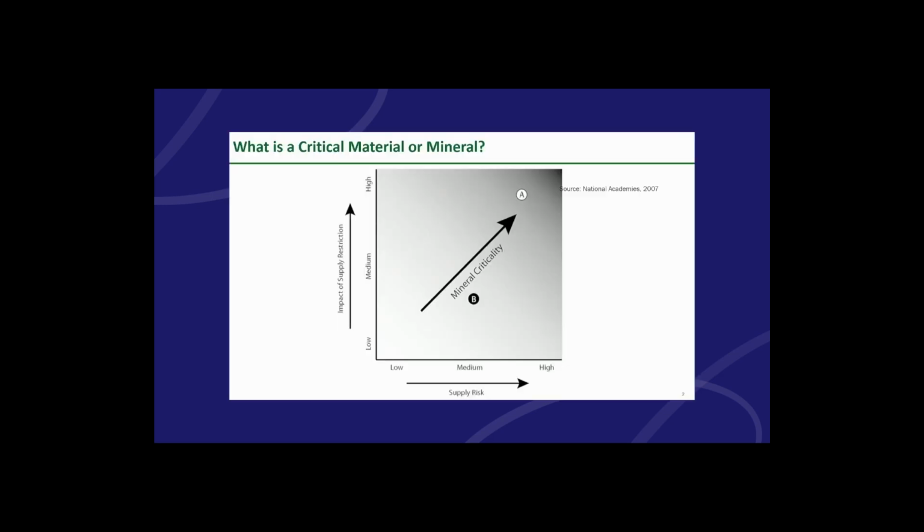All right, so what even is a critical material? If you've heard of critical materials, you might have also heard of critical minerals. They're used pretty interchangeably. And so in 2007, the National Academies actually developed this methodology to determine what is critical. And so it's based on two factors. The first is supply risk.